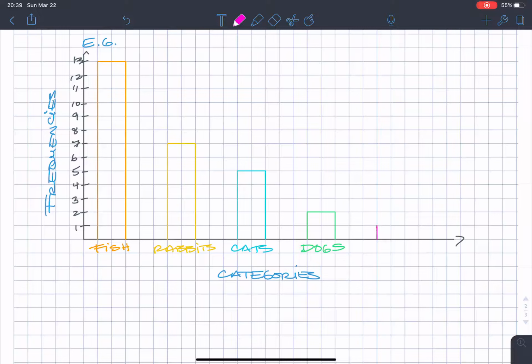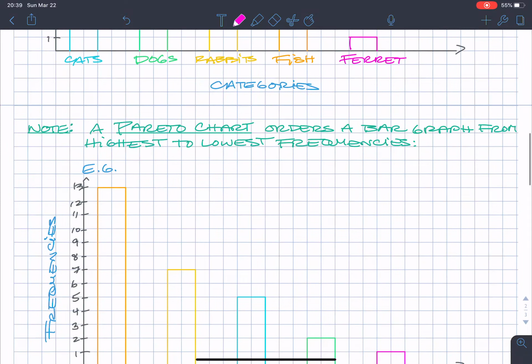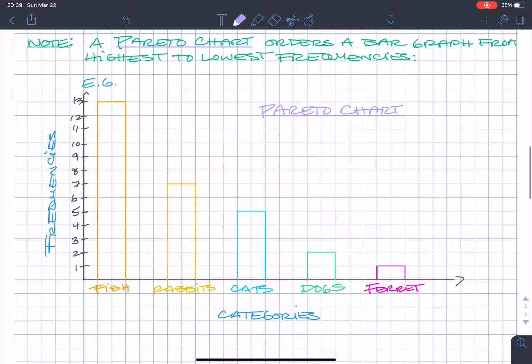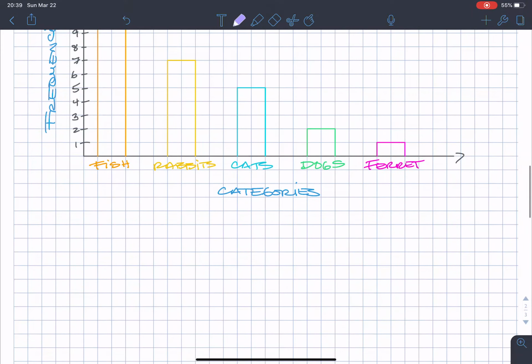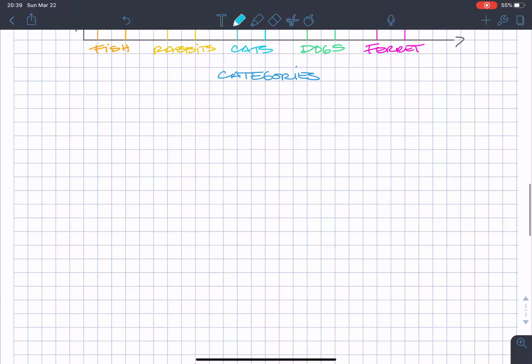So this is a bar graph, but a very specific bar graph, which is called a Pareto chart. Don't know what my kitty's doing. Okay, so it's the same information. It just looks nicer, right? Okay, so definition.